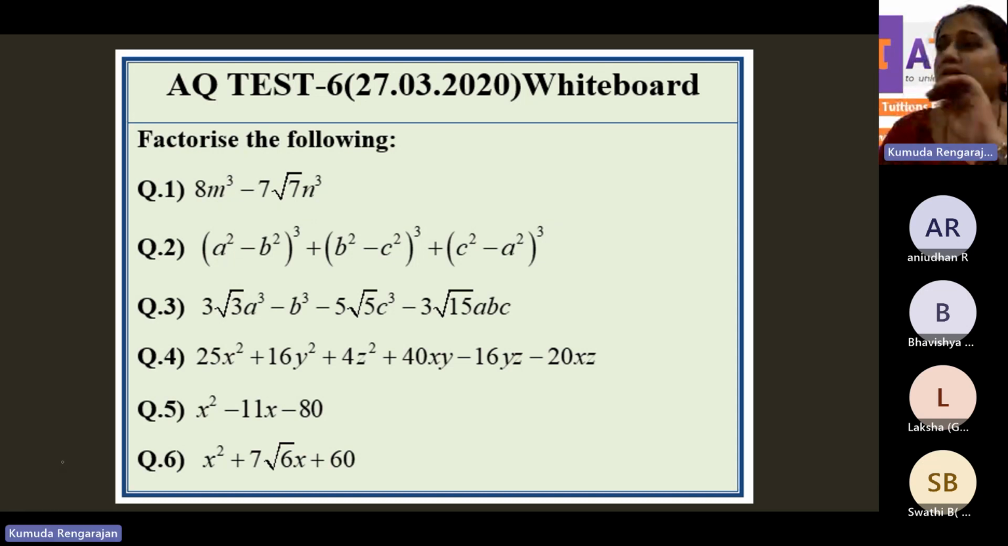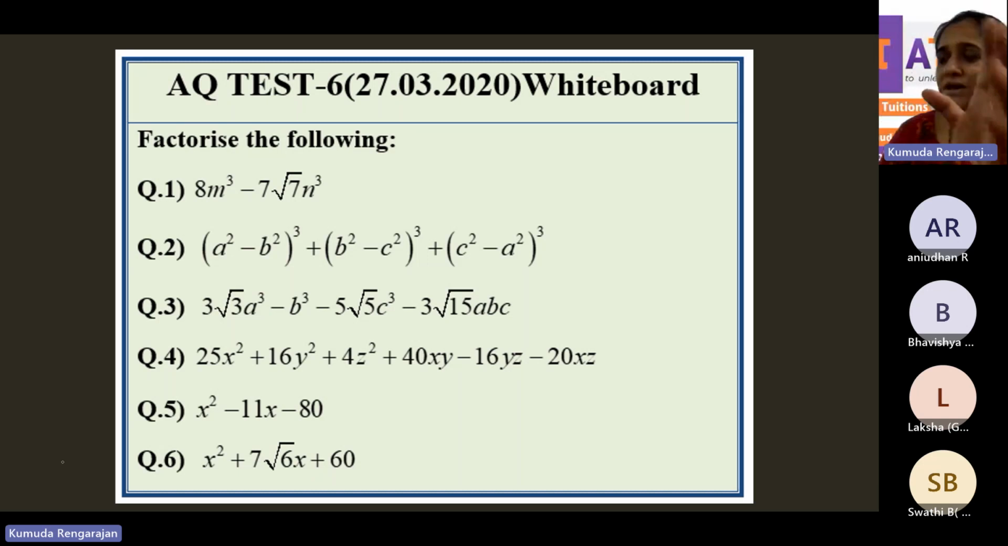Now, what are the two factors of a cube minus b cube? The two factors are a minus b, which is one factor, into a square plus ab plus b square, which is the other factor. You can see it's a product. How do you factorize 6? 2 into 3.